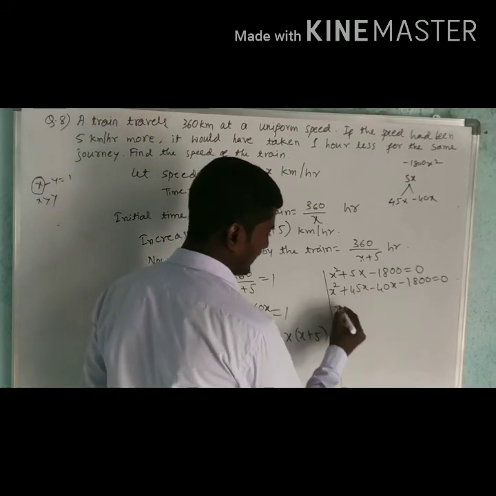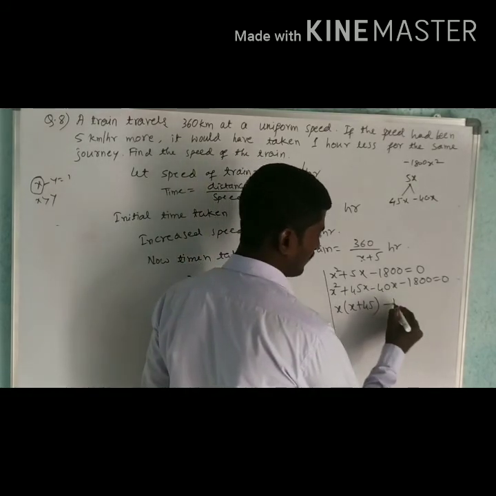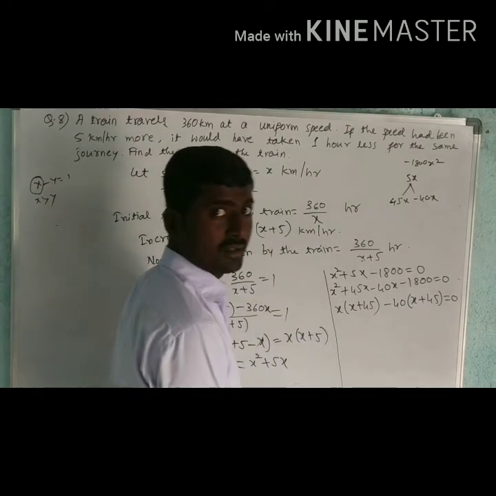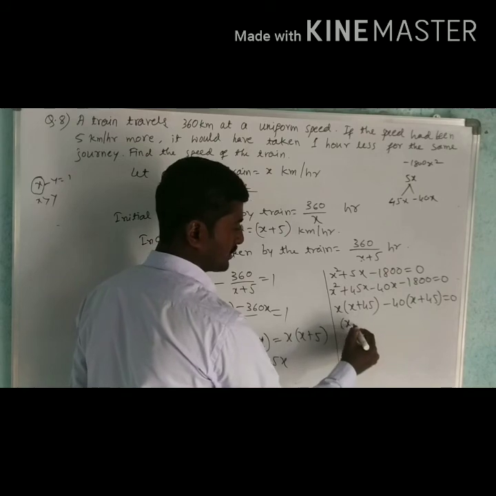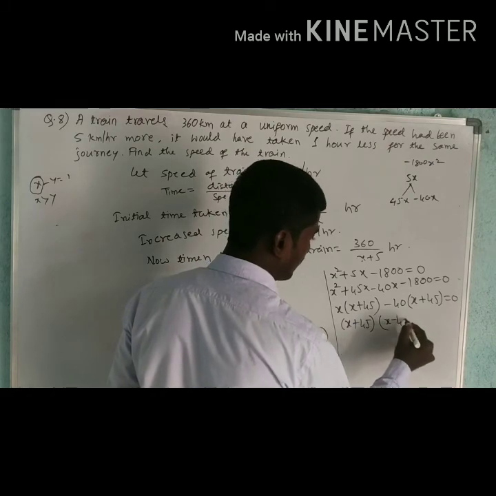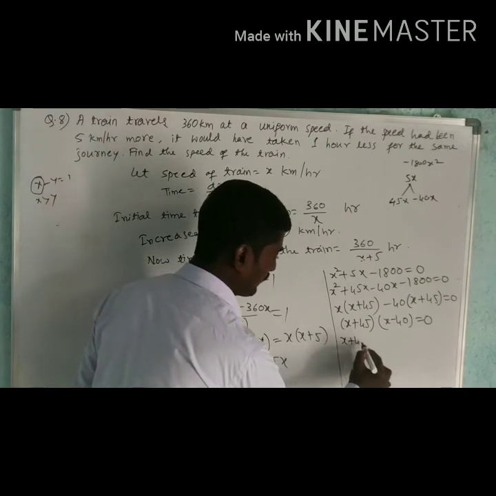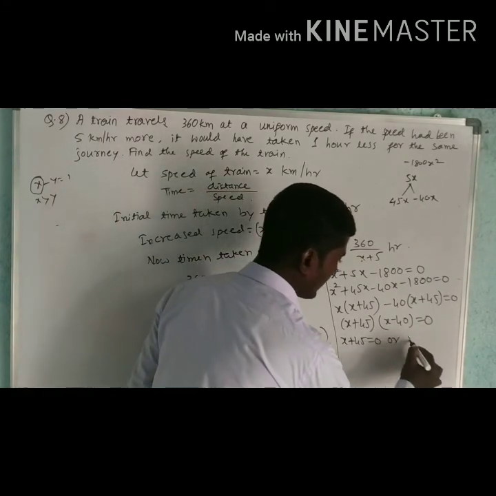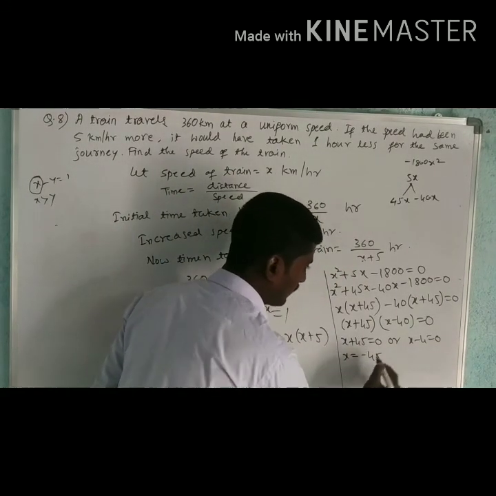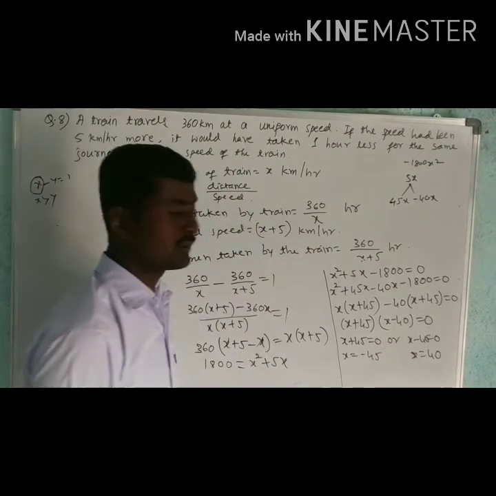In these two I can take x common. Inside it will be x plus 45. Minus, here I can take 40 common, inside x plus 45 is equal to 0. Now x plus 45 taken outside, inside x minus 40 is equal to 0. Now x plus 45 is equal to 0 or x minus 40 is equal to 0. Here x is equal to minus 45. Here x is equal to 40.